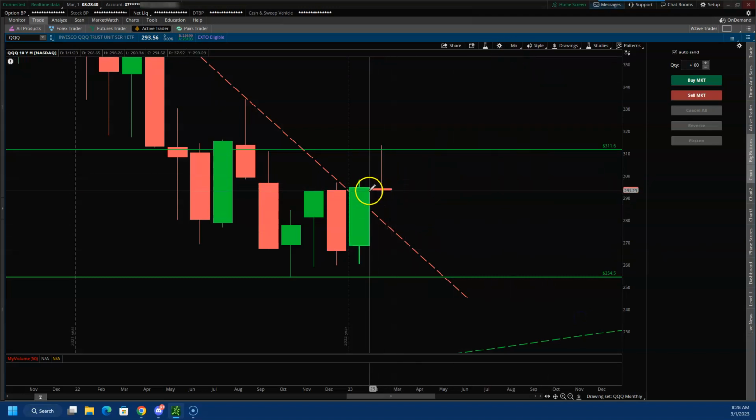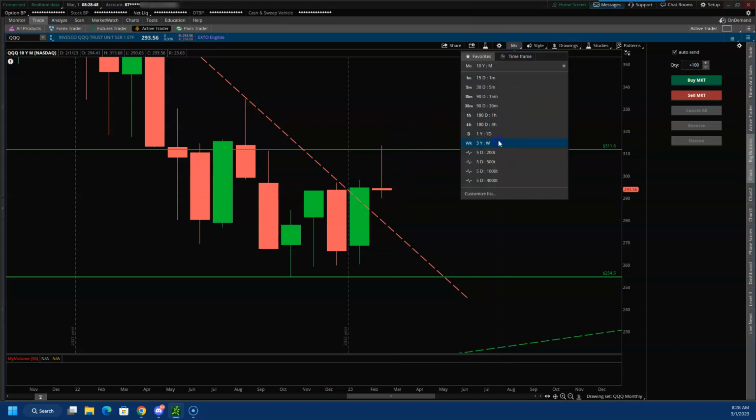So all that effort that went into taking the price from like 295 all the way to 312 kind of just got wasted, right? So it is what it is.